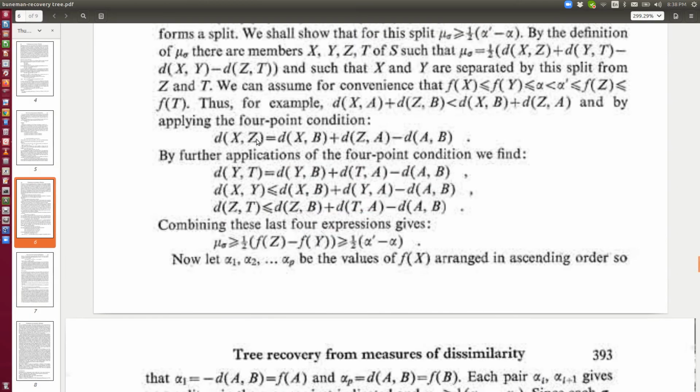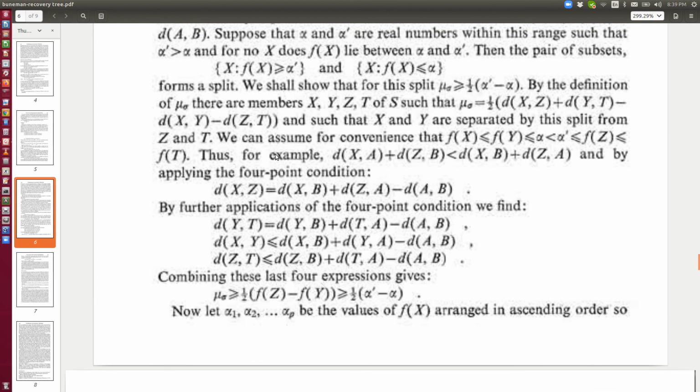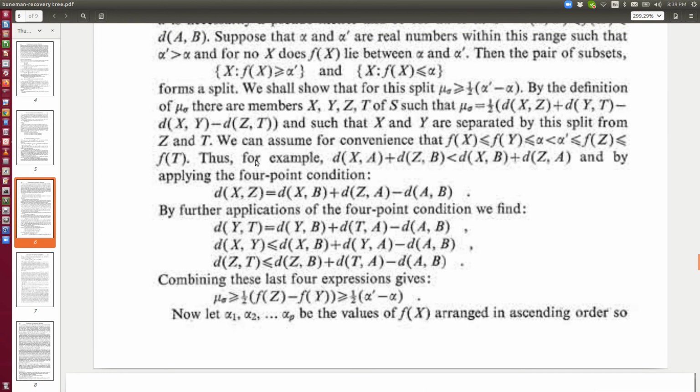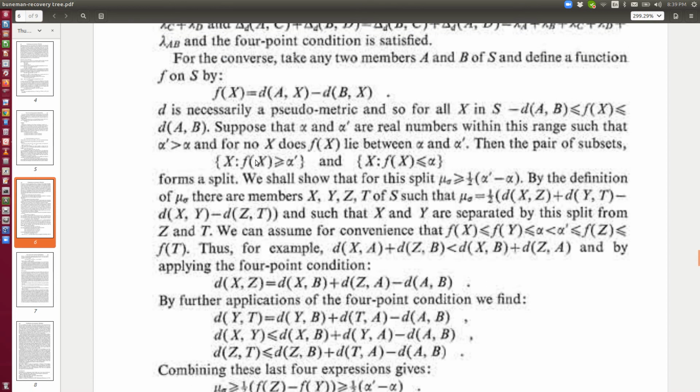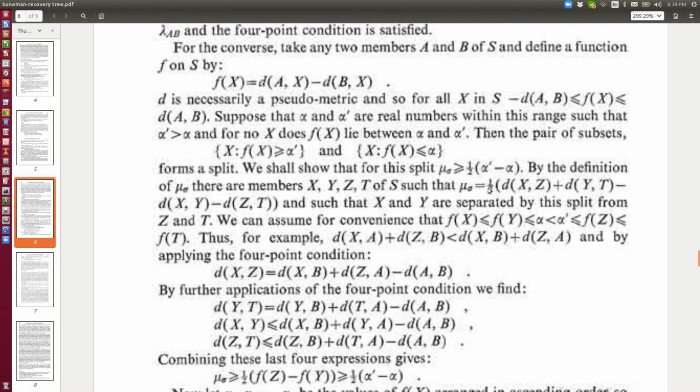So I think it's supposed to be an inequality, but somehow the Professor Buneman here, that I believe is a bug, and this is an equality. Then what he's trying to do is to show that mu sigma, because mu sigma is given by this guy here, mu sigma plus this guy minus these two guys here.